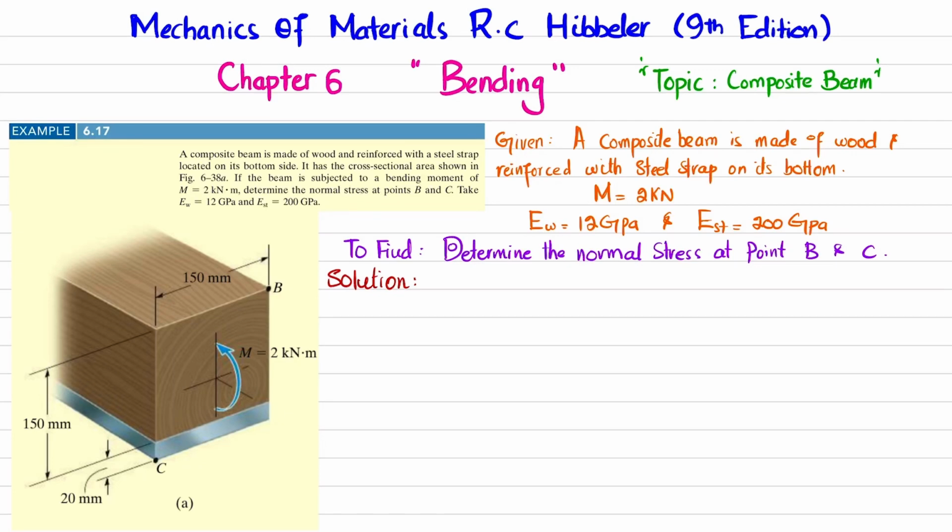Welcome back. In this video, we are going to solve example 6.17 that is taken from chapter number 6, Bending, and the book name is Mechanics of Materials by R.C. Hibbeler, 9th edition. And the topic is composite beam.